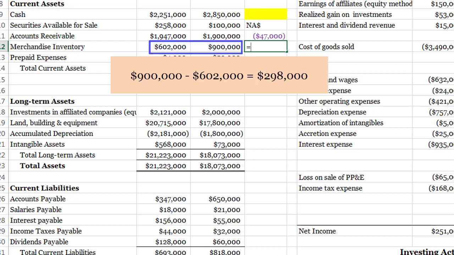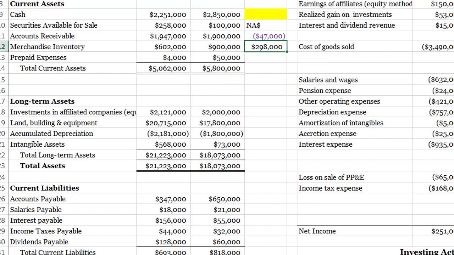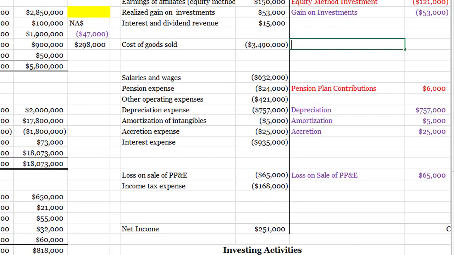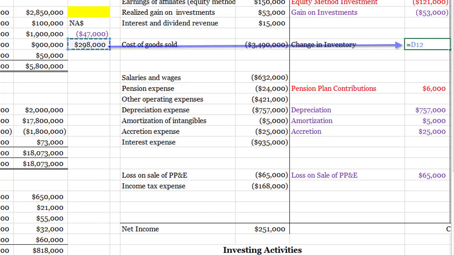So let's see, I'm going to take the 900,000 minus the 602. There's my 298. I'm going to make it an adjustment over here, change in inventory, and I'm going to link it to this 298. And in this case, I'm going to go ahead and use green to track my inventory changes, just again, so that I can keep track of step 3 in red, step 4 in purple, and now step 5 in green, just in case there's a mistake. Let's take a look at one more and then we'll be done.